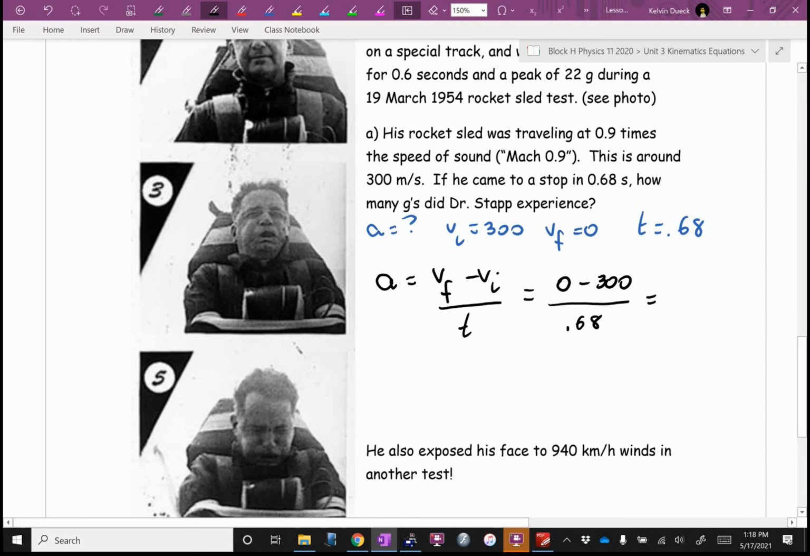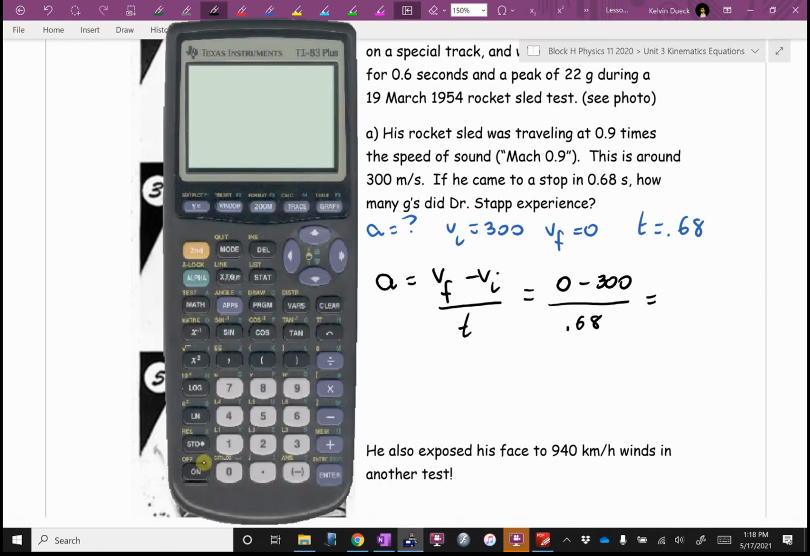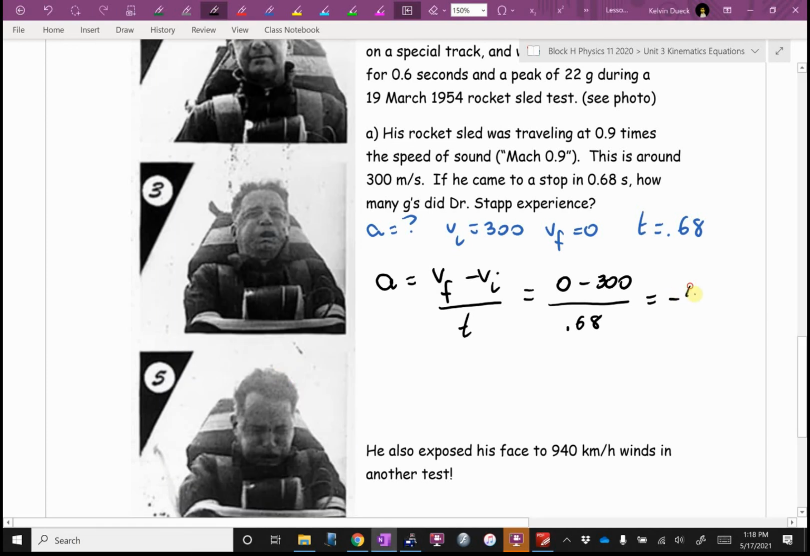So everybody on your calculator, can you try this, please? So get your calculators out if you haven't already. The top's got to be in brackets. 0 minus 300, close bracket, divided by 0.68. What do you get? 441. So I'm going to write negative 441 meters per second squared. Now that's the acceleration. That's not what this question wanted me to find.